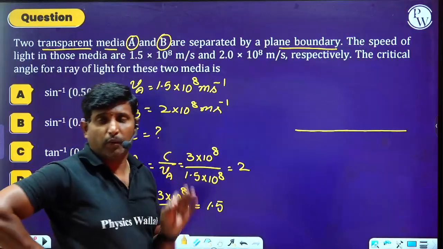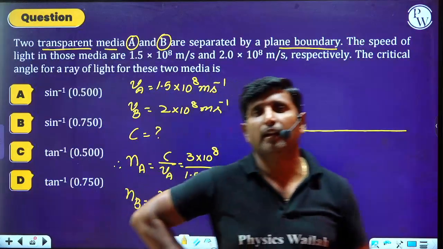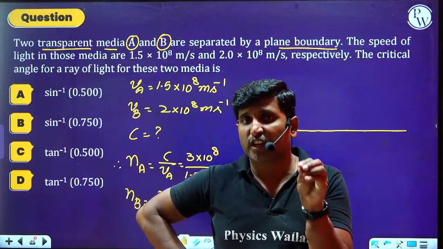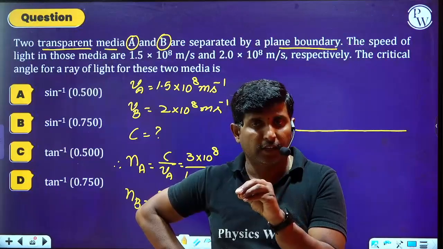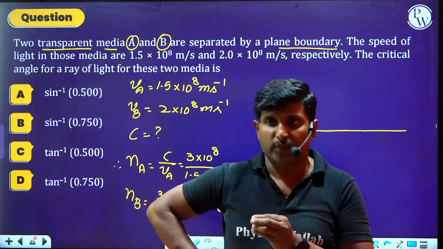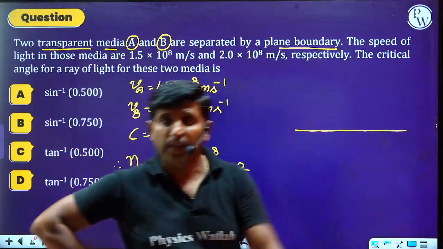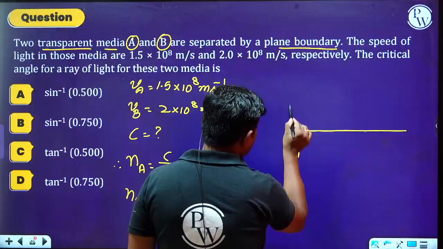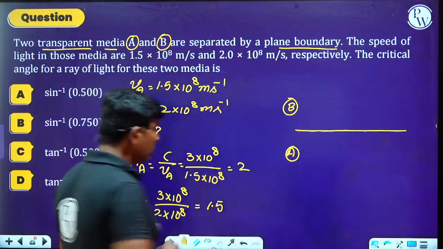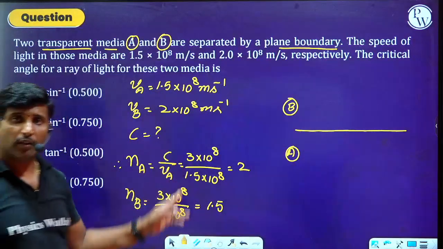Critical angle. When they are asking us to calculate the critical angle, we must have the basic knowledge that the critical angle can be calculated when the ray travels from denser medium to rarer medium. Therefore, A will be the denser medium and B will be the rarer medium based on the refractive indices.